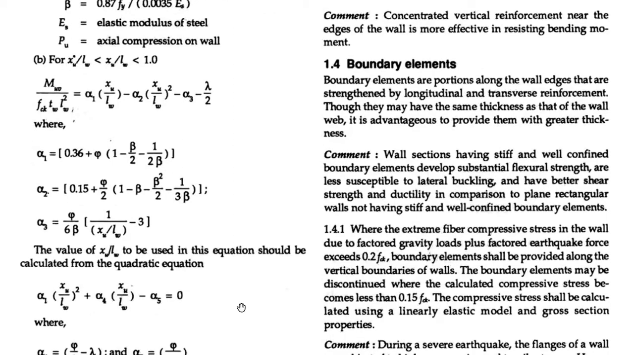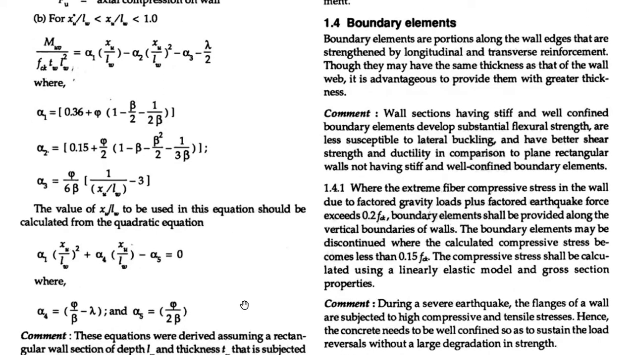The value of xu by Lw to be used in this equation should be calculated from the quadratic equation α1 times (xu by Lw) square plus α4 times (xu by Lw) minus α5 equals 0, where α4 equals 5 by β minus λ, and α5 equals 5 by 2β.